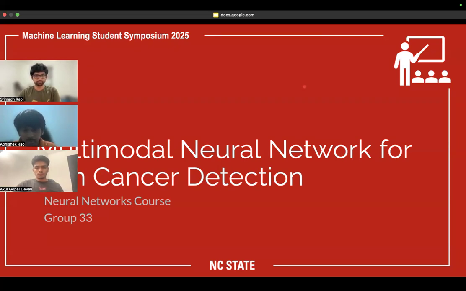Today we are here with the last and final update for our project, a multimodal neural network for skin cancer detection.